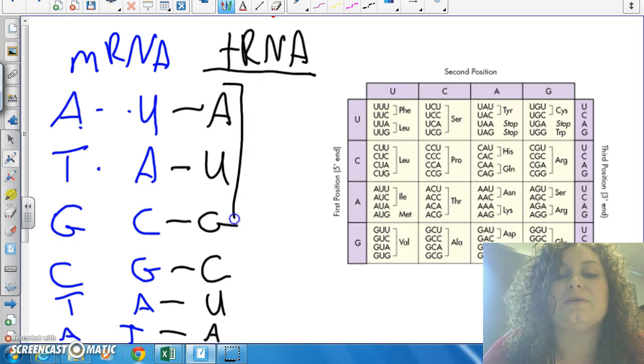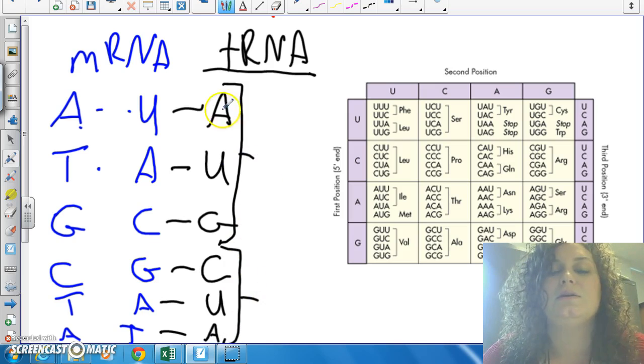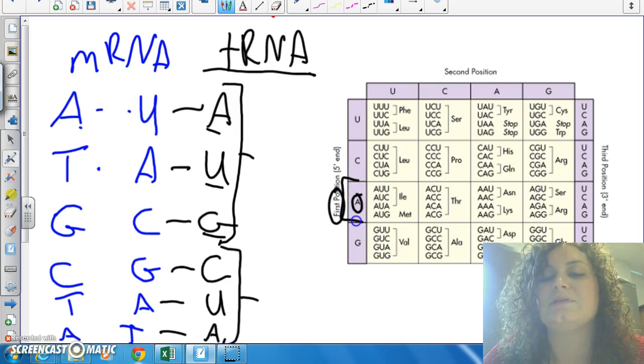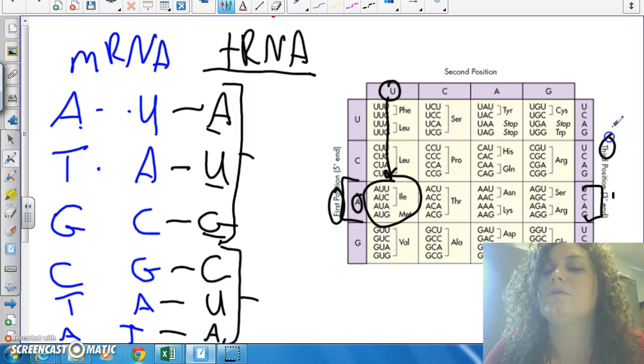Remember, we separate those up into codons, which are 3 base pairs to make 1 amino acid. And it looks like we've got 2 amino acids to translate. So the first one is AUG. So our first position is A, that means it's in this block. Second position is U, means it's in this block. Third position is G. So that means we come over and we've got MET.